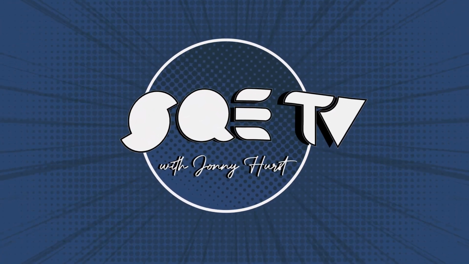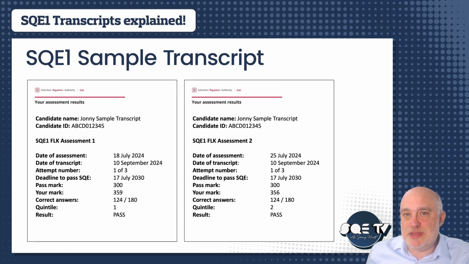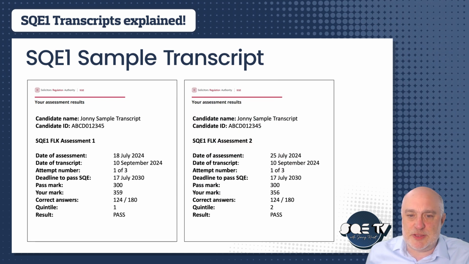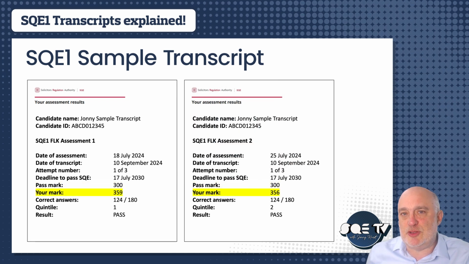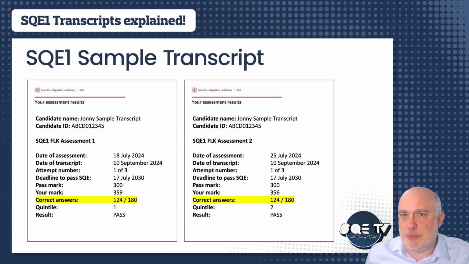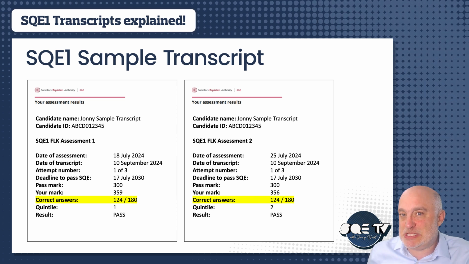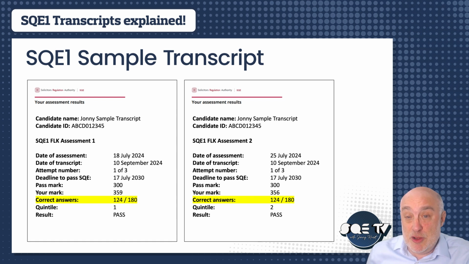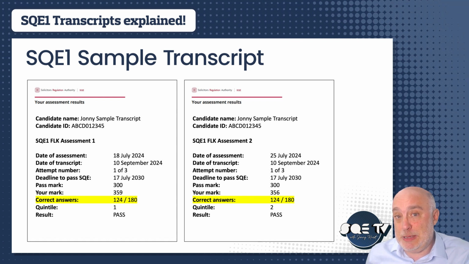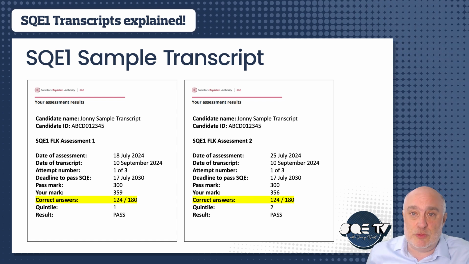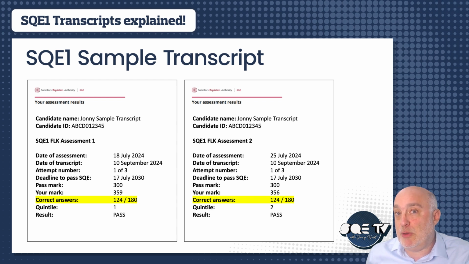I'm going to deal with the next 3 sections of the transcript together. So that's pass mark, your mark, and correct answers, because they can cause a little bit of confusion. Dealing with the last one first, correct answers, that's the easiest to explain. That's because there are 180 multiple choice questions on each of the 2 papers, and this student scored 124 out of 180 questions correctly on both of those papers.